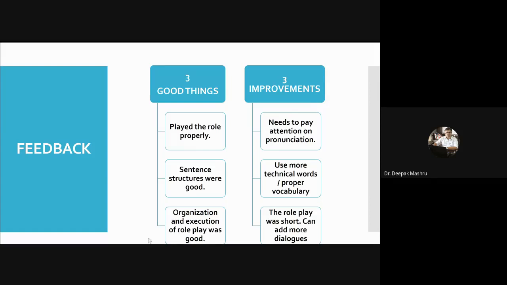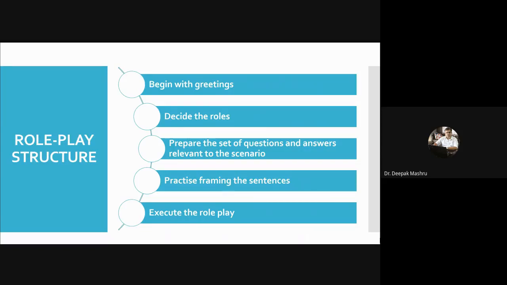Fine. I feel like I'm with the students, right? Okay. So this would be the structure.